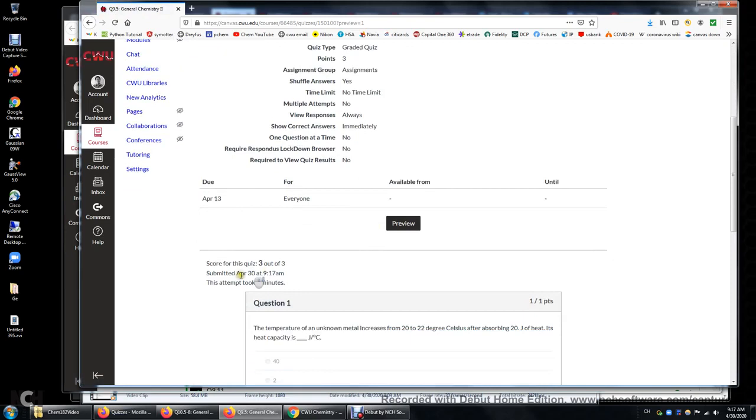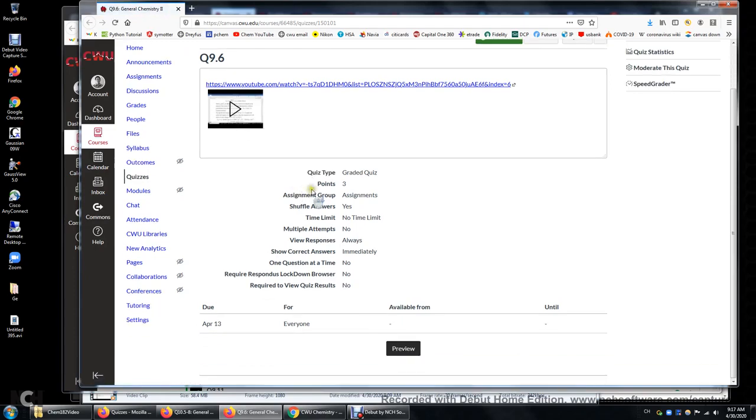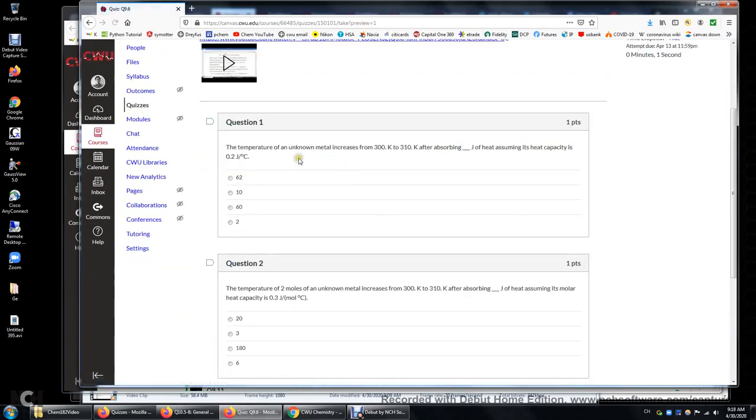3 questions, 3 out of 3. We're done with this one. Okay, 9.6. Again, this is about heat capacity. The heat capacity is 0.2 joule per degree Celsius. So what's the temperature change? The temperature change is 10 Kelvin or 10 degrees Celsius. So 10 times 0.2, the answer is 2.